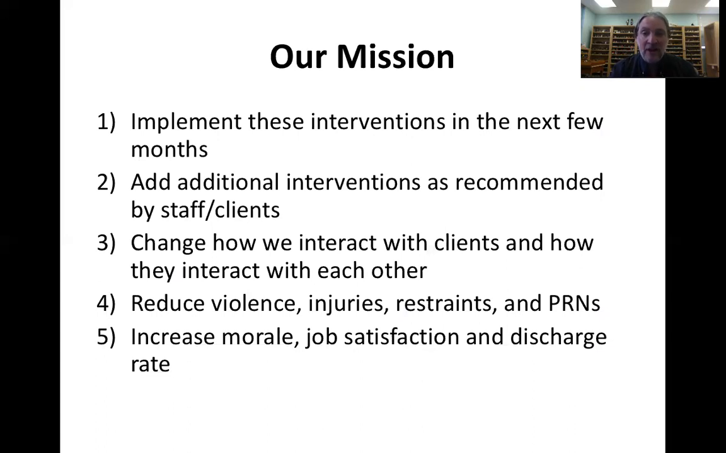We also want to track other numbers that would indicate whether the Safewards philosophy is working. Are assaults down? Are injuries down? Are restraints down? Seclusions down? PRNs down? These are all evidence of a safer unit. And then ultimately, to increase the morale, job satisfaction, and the discharge rate. The goal of Safewards is to make the unit a safer place, and a place where more therapeutic things can happen, and a safer and more enjoyable place to work and to reside.